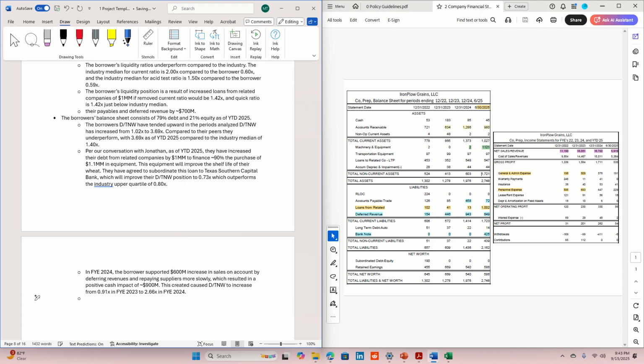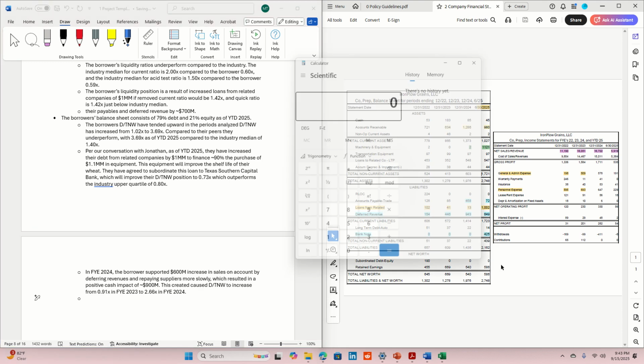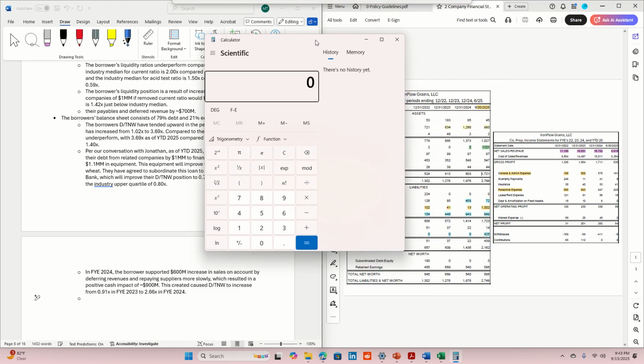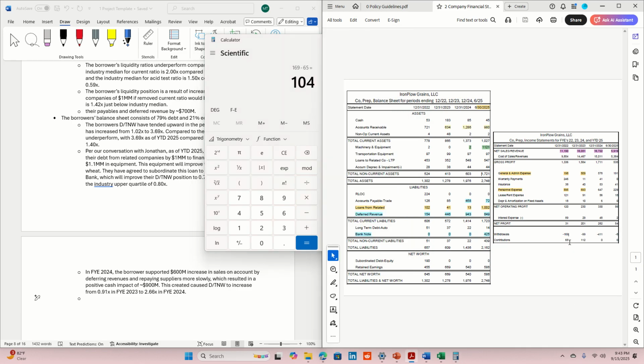Now we have to make our comments on retained earnings. Typically the borrower doesn't withdraw too much money, but here they withdrew more, and here they withdrew more, and here they withdrew more. So they're withdrawing a lot of money, and then here they made contributions. So we can net that. Let's take the net of those: 169 minus 65. We netted out our withdrawals with our contributions.